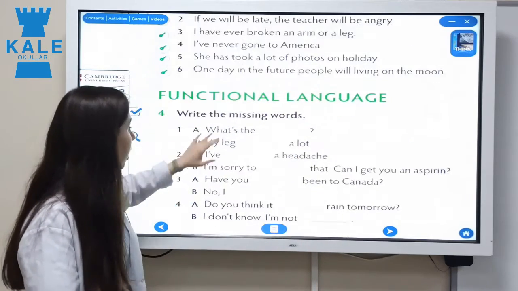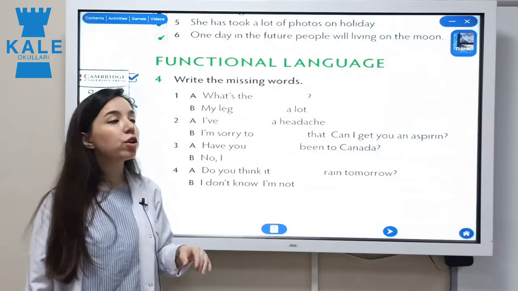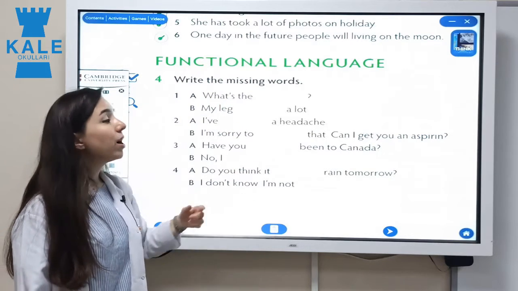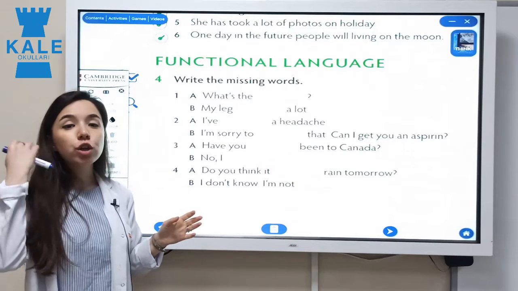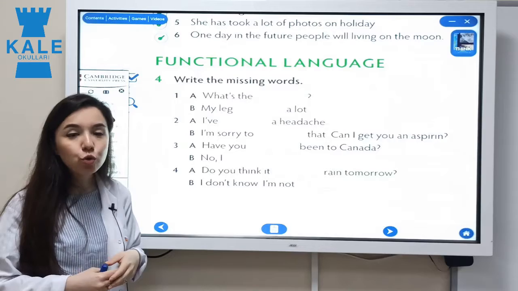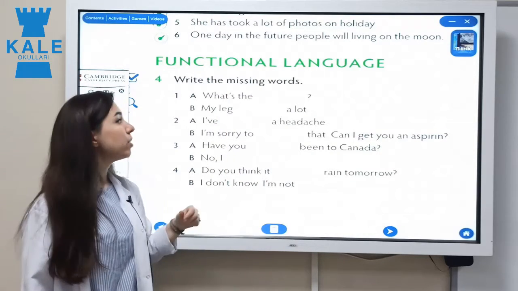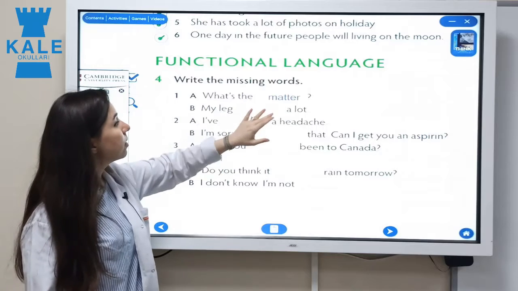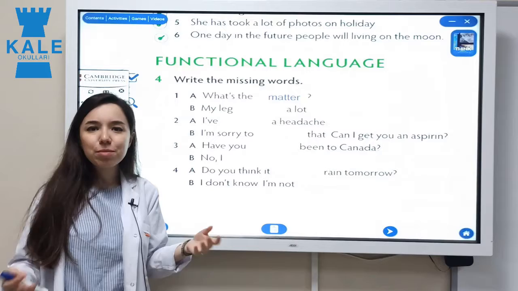So, come to this part, functional language. What's the functional language? It means that here you need to write some missing words to complete your conversation. You need to think which words, for example, are suitable to fill these gaps, and you can fill them. What's the matter? What does it mean, what's the matter? What's your problem? Something has happened.